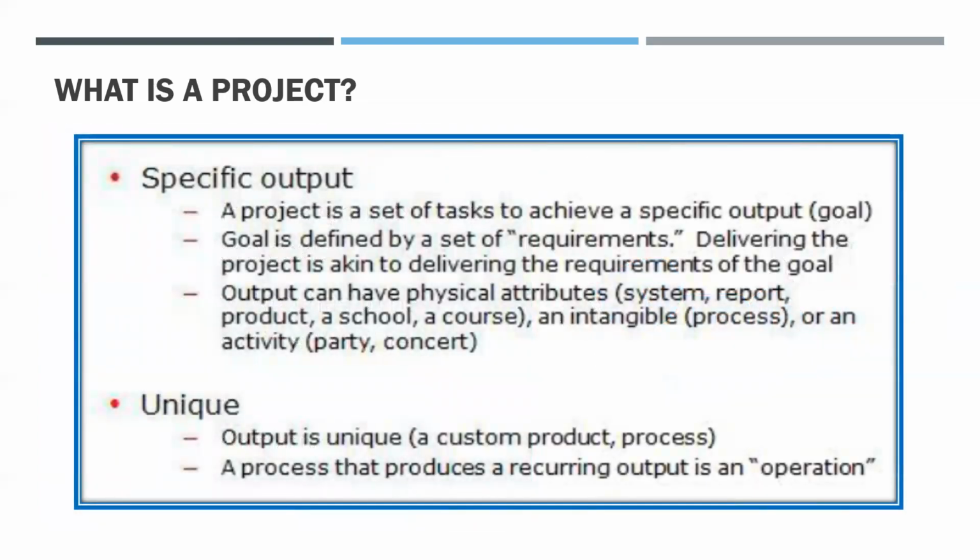So, continuation with what is a project. A project has specific output. It is unique and unique. So, first is specific output. When a project is started, goals or specific output are set to both the organization and the project team. These goals are how the organization will judge the success of a project.